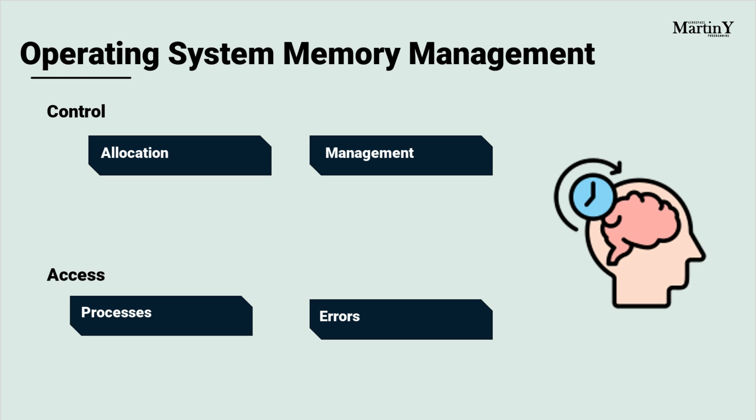The responsibility of controlling memory allocation rests primarily with the operating system. The operating system not only sets the base and limit registers for each process, but also has complete access to all user and system memory. This access is crucial for smoothly switching between different running programs and addressing any errors that may arise.